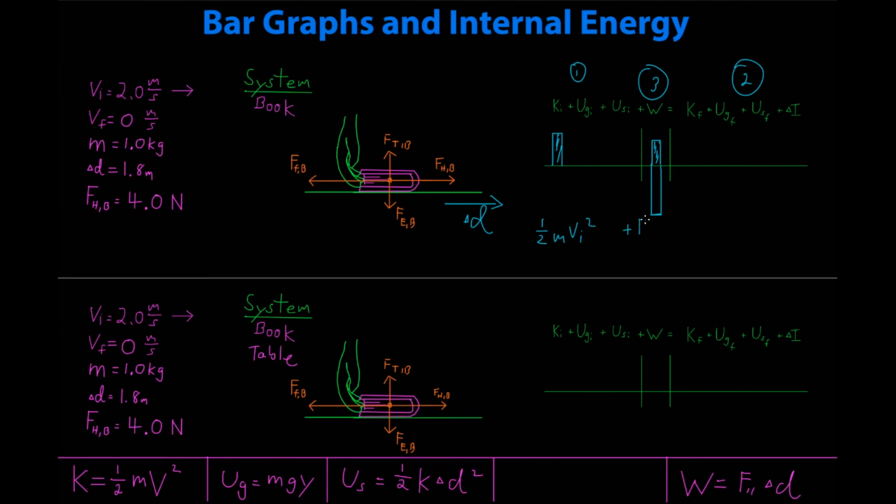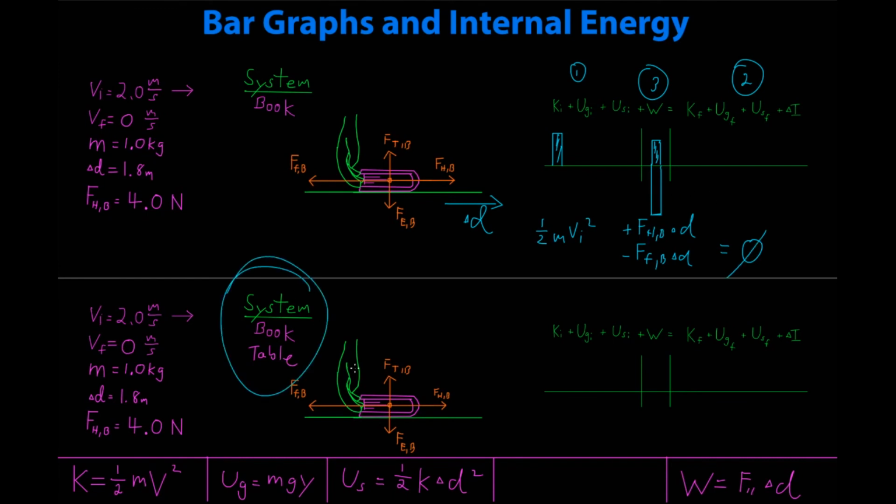So that means I have plus force of hand on book delta d minus force of friction on book delta d equals 0. So if the book is the only thing in the system, you have to be very careful of this because you have to literally recognize what is applying positive work energy to the system and what is applying negative work energy being removed from the system.